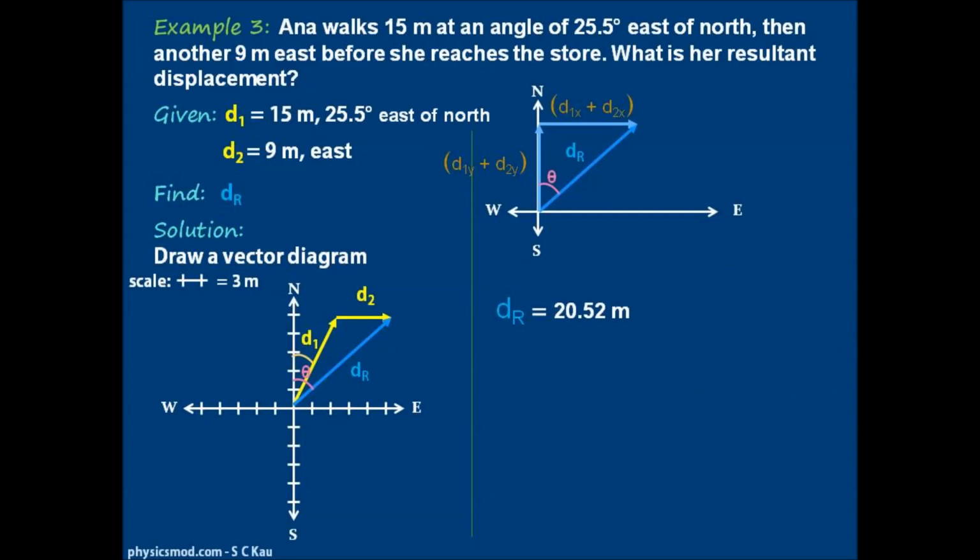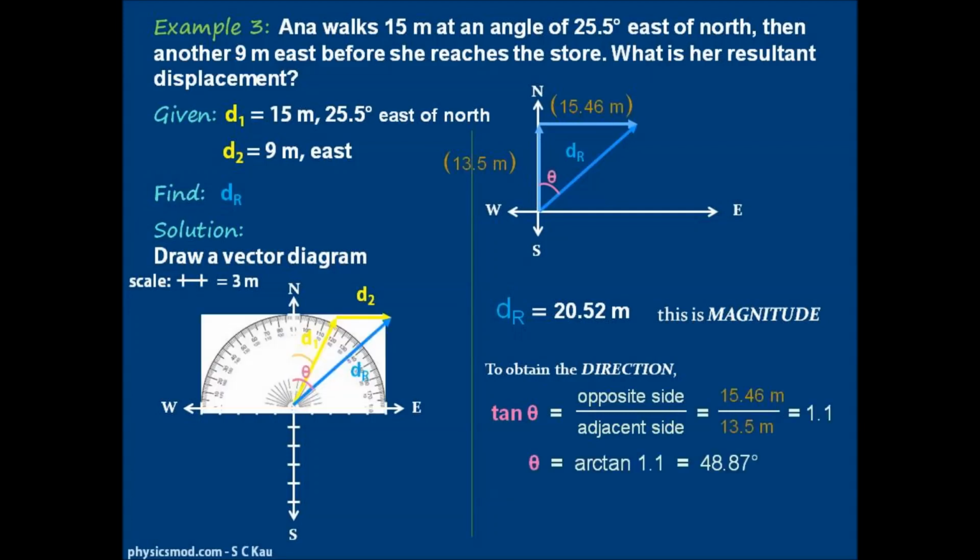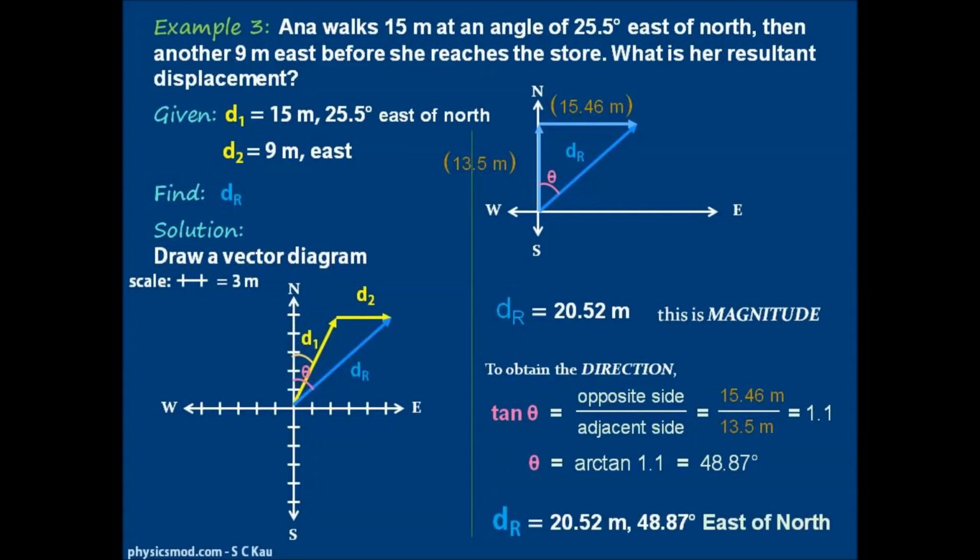dr equals 20.52 meters, which is just a magnitude. We will use tangent of theta to find the direction. I just want to check our angle using a protractor. So our resultant displacement vector is 20.52 meters, 48.87 degrees east of north. Why east of north? From our first displacement, it started from the east of north. Therefore, it serves as the basis for the resultant vector.